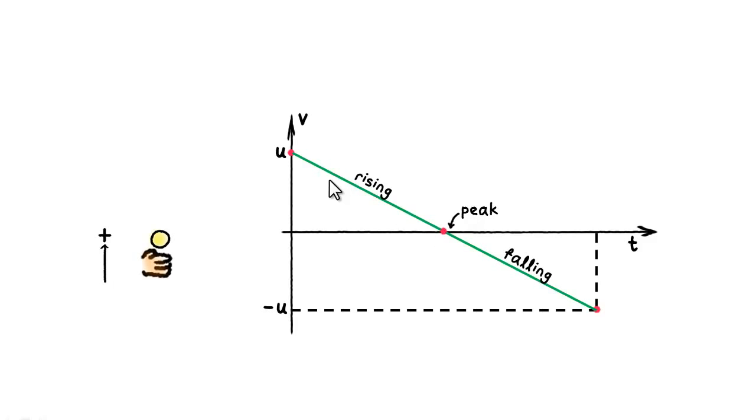So this positive area here will represent the distance traveled by the ball on the way up, and the negative area here will represent the distance the ball travels on the way down. Notice that these two areas are exactly the same, and this makes sense, of course, because the ball travels the same distance up and down.